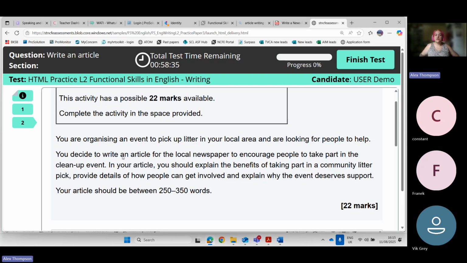In your article, you should explain the benefits of taking part in a community litter pick, give details of how people get involved, and explain why it deserves support. And then we're given our word count of 250 to 350 words.